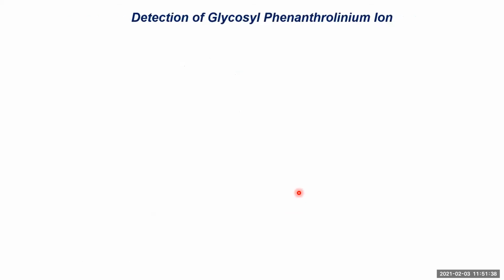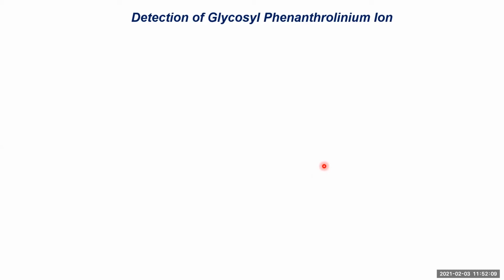So the next question is, can we get a higher resolution of this glycosyl phenanthrolinium ion? With that, the first thing we tried, of course, is getting the crystal structure. Unfortunately, up to this point, I was not able to successfully get a nice crystal for X-ray diffraction. And so next, we're thinking about, can we see it in NMR?